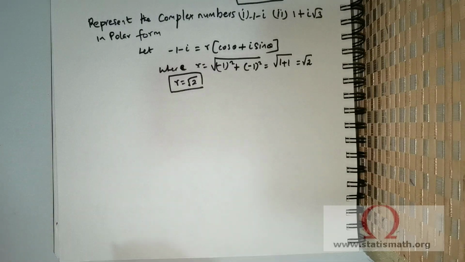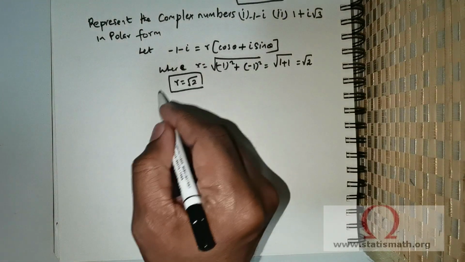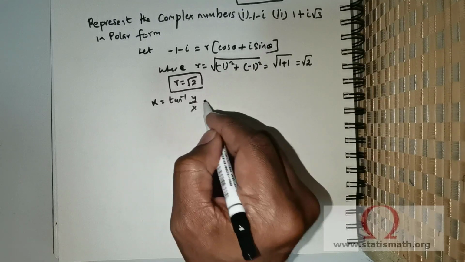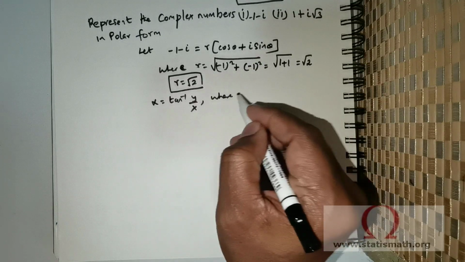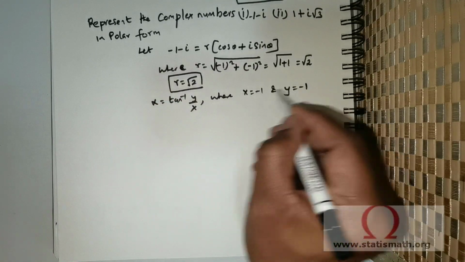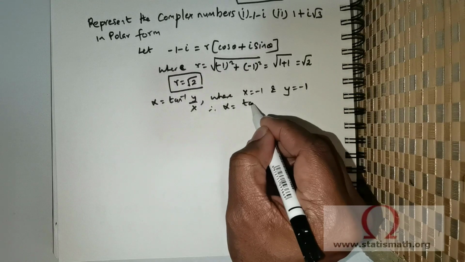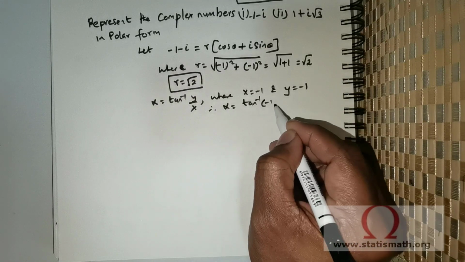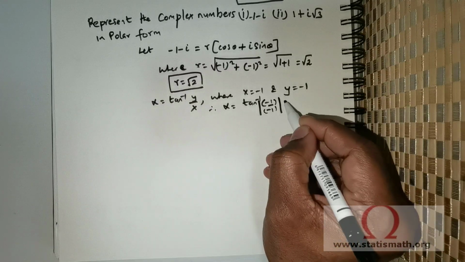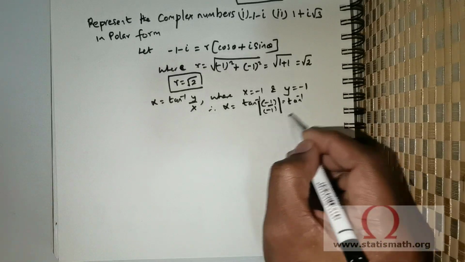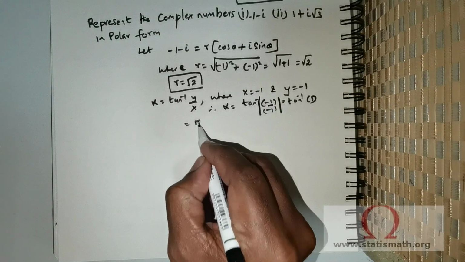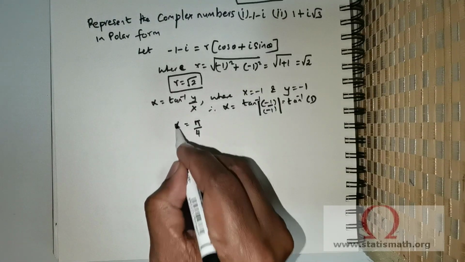So you box that. Now next you will have to find alpha. Alpha is tan inverse of y over x, where x is equal to -1 and y is equal to -1. So therefore alpha is tan inverse of (-1 divided by -1). Okay, so this goes within the modulus. So you are going to be getting tan inverse of 1. But tan inverse of 1 is going to be pi over 4. So this is my alpha.